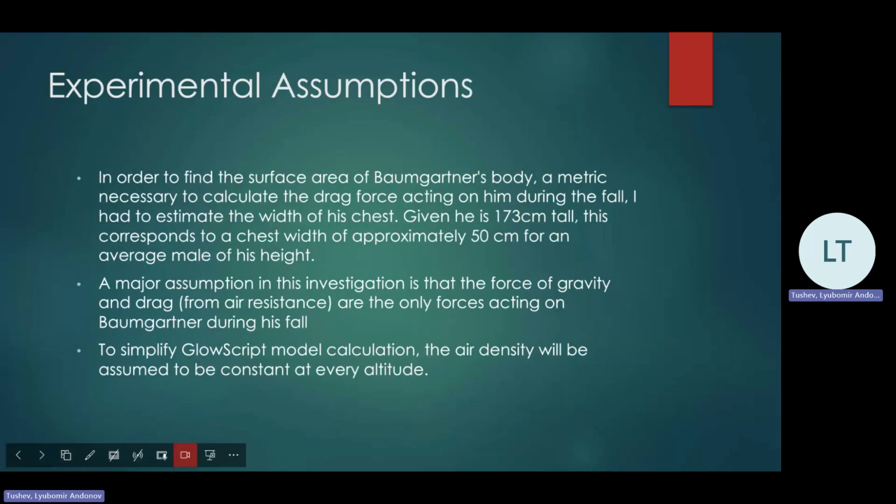The experimental assumptions: in order to create an object in the GlowScript model that matches Baumgartner's dimensions, I assumed from average male statistics that Baumgartner's chest width is about 50 centimeters. So in the GlowScript model, I'll create a rectangular object to represent Baumgartner, with his height of 173 centimeters and his approximate chest width of 50 centimeters. Another assumption is that the only forces acting on the free-falling object are the force of gravity and air resistance, and that in the GlowScript model, the air density will be assumed to be constant at every altitude.